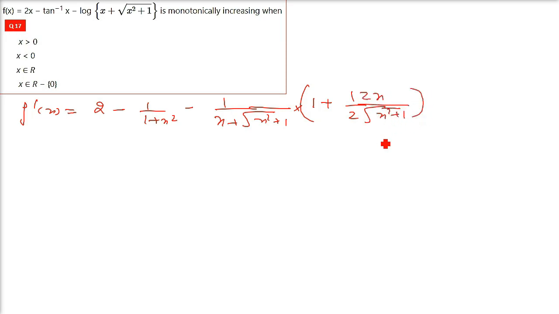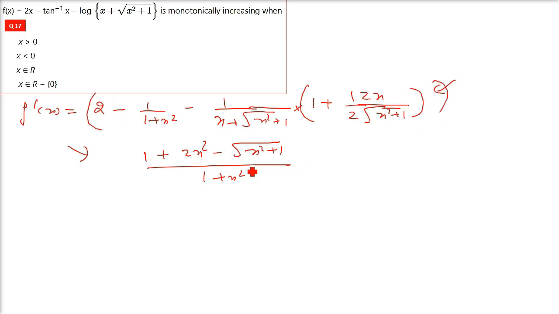Now the only thing you have to do is take the LCM and rearrange. You know how to simplify this, so I will leave it for you because I hope this is a customary and routine thing you have been doing. I'm going to write the final thing which you get because it will take some time to solve. 1 plus 2x square minus under root x square plus 1 divided by 1 plus x square. This is after the simplification. You are going to get this thing only.